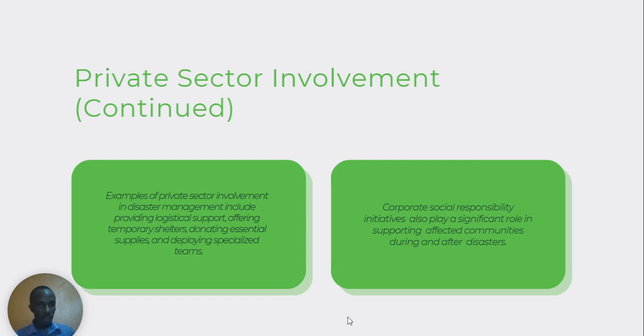So examples of private sector involvement in disaster management include providing logistical support, all those resources, the supplies, the equipment that is needed, offering temporary shelters. So these private organizations can also offer temporary shelters for the people who have been displaced by disasters. They can donate essential supplies, for example, those that are used in homes, clothes, jerry cans, basins, all those that can be provided by the private sector.